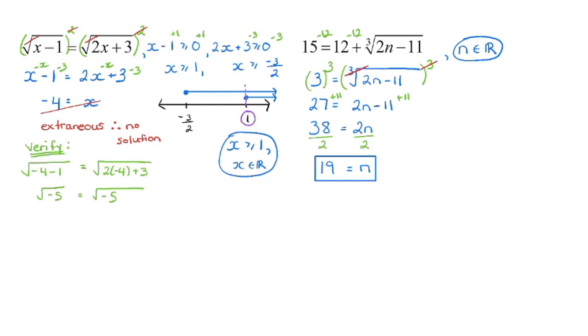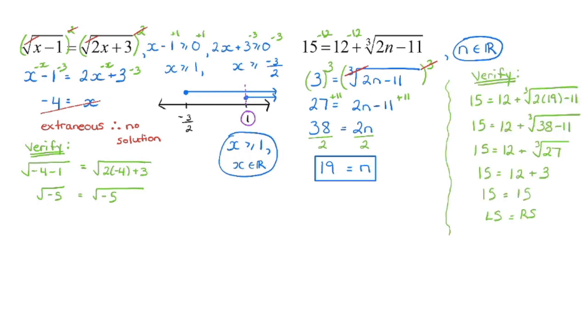And then again, n just has to be a real number. 19 is a real number, but we need to substitute it back in. So we're going to put 19 back into this equation in the place of n, and then we're going to work that out to check: does the left side ultimately equal the right side? If it does, we have one solution to that question. 19 is the value of n.